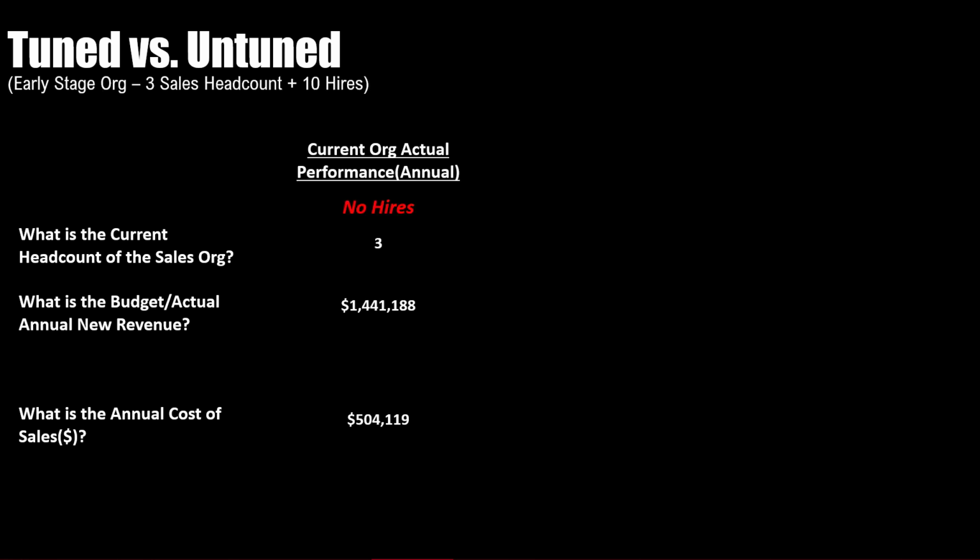The third most important thing to recognize here is the impact of hiring. So take a look at the same early stage company that has 3 executives doing 1.4 million. They get funding and they hire 10 more people. Well, sure, the revenue is going to go up. It goes up to 4.1 million, but the cost of sales goes up to almost 2 million.